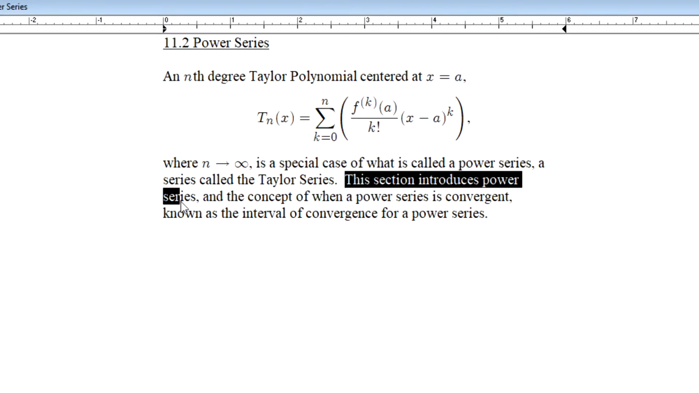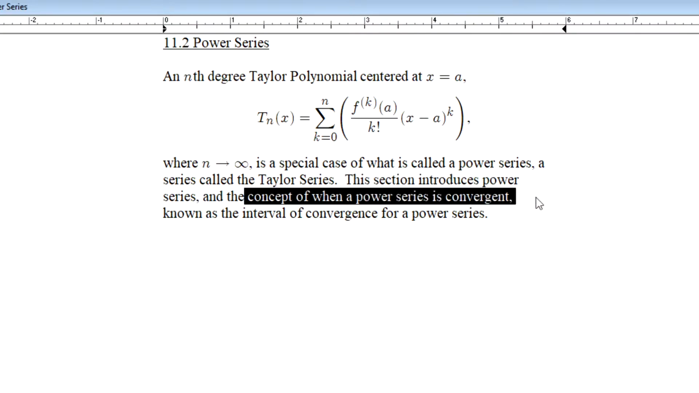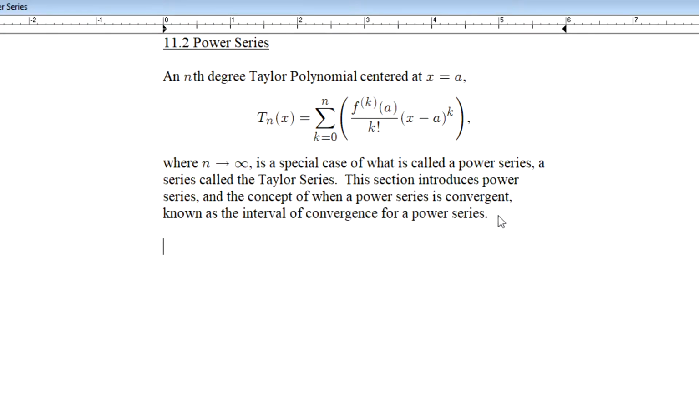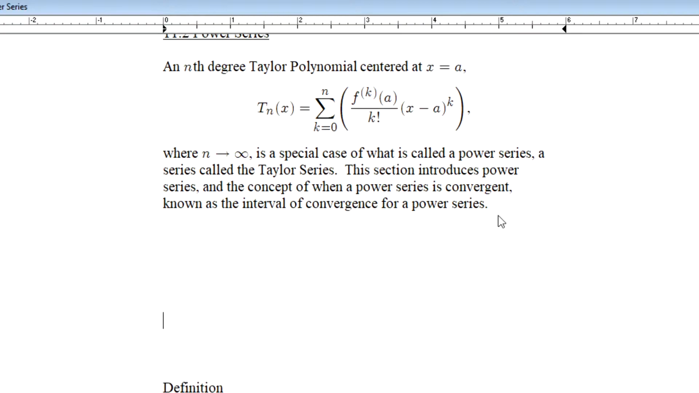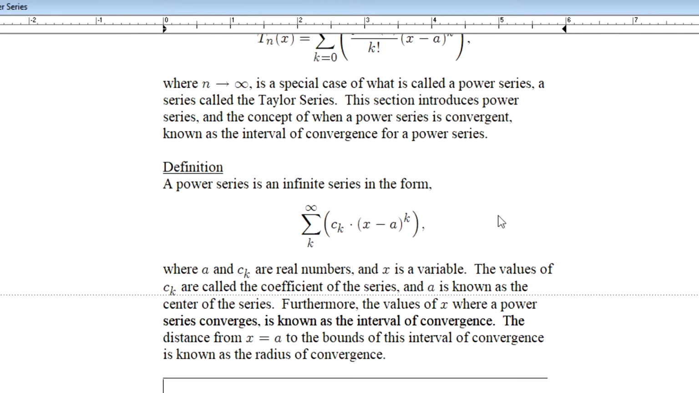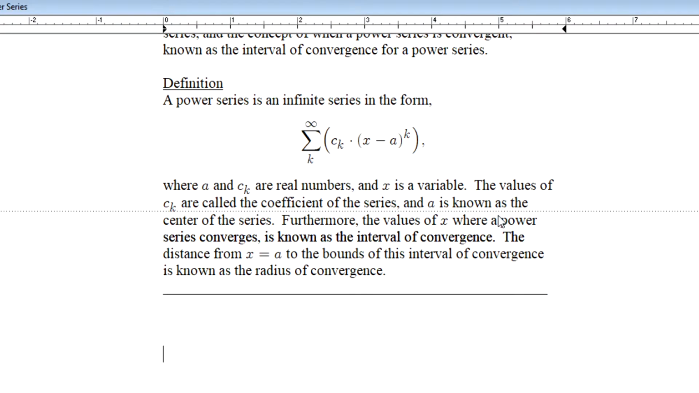And what this section introduces us to is the concept of a power series, as well as the concept of when a power series is convergent, which is known as the interval of convergence for the power series, right? If we jump into the definition of a power series, this is what we define, as well as defining what we mean by an interval of convergence, right?